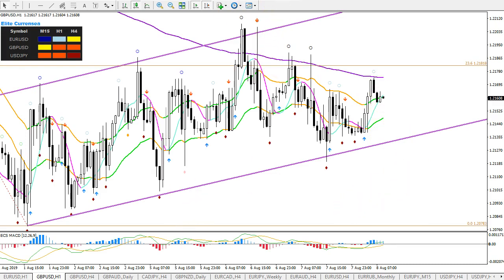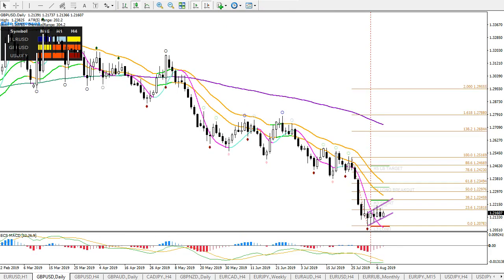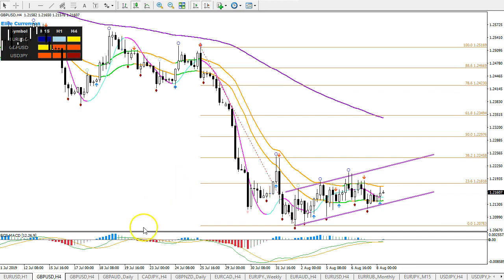So yeah, I think that's about it for the moment. Strong weekly candles, so just waiting to see if there's enough momentum for a continuation this week.